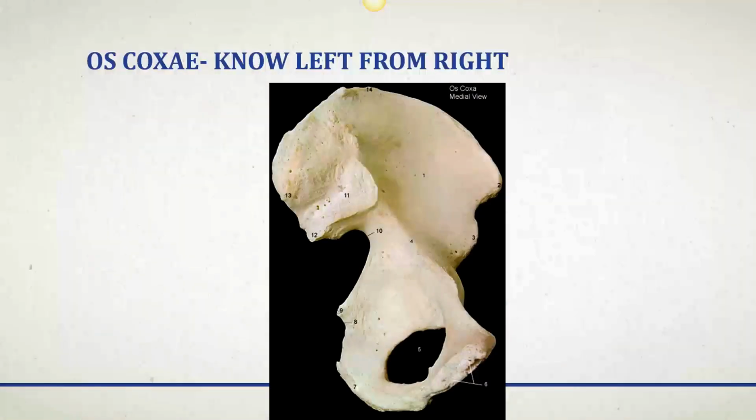Going to talk about the pelvis and leg. The pelvis has two main parts, and those two parts are each called os coxae. You need to be able to tell left from right, os coxae.